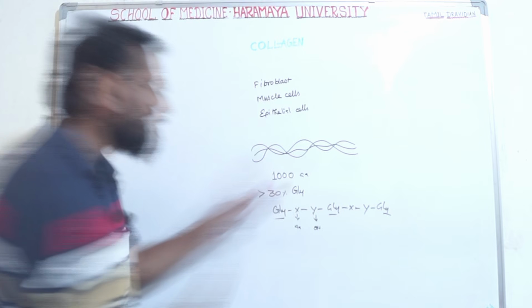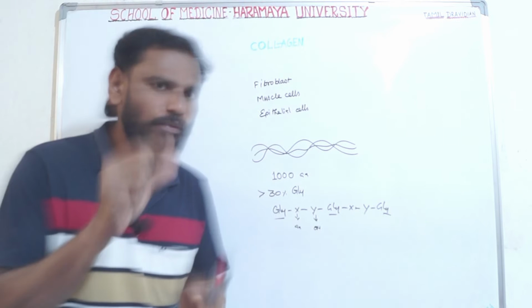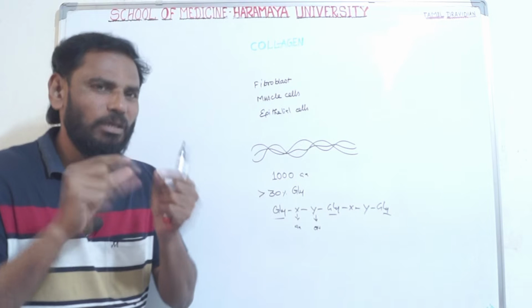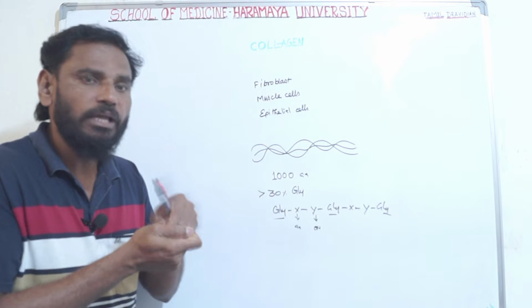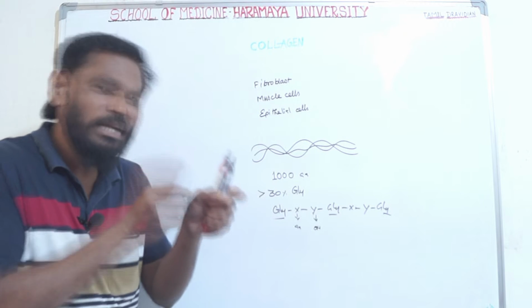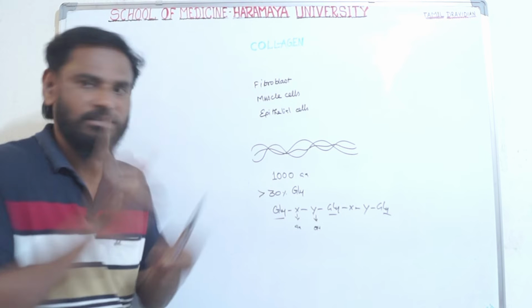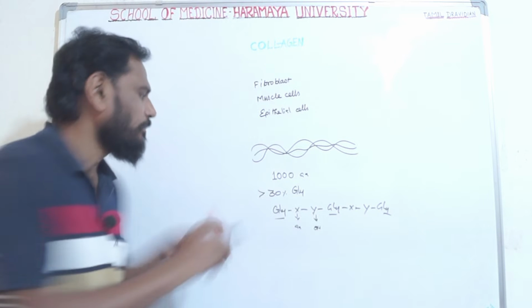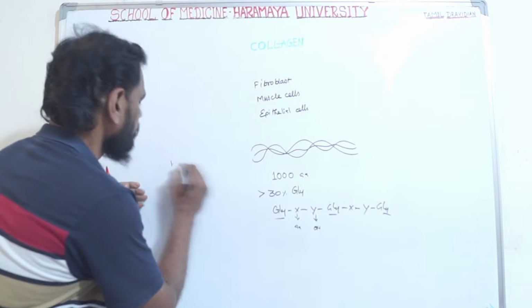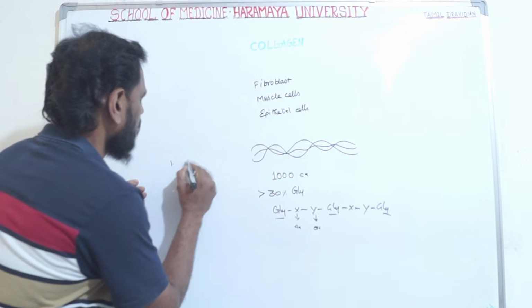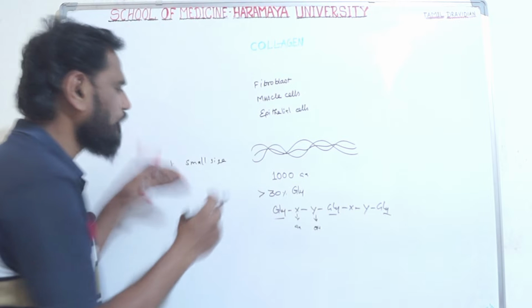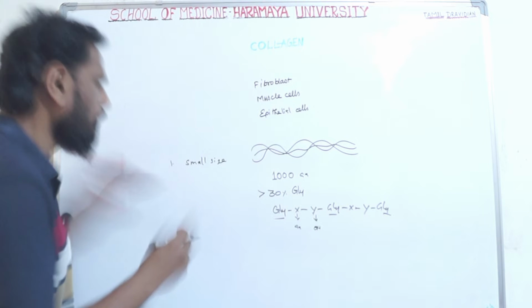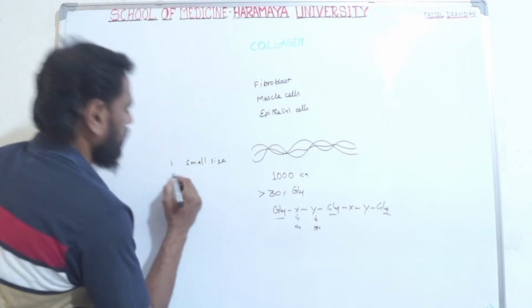Why is more than 30% glycine present? Because glycine is very small in size, with a small molecular weight. It can fit into the crowded interior of collagen. That is one reason. First reason, it is small in size and can fit inside the crowded area of collagen.